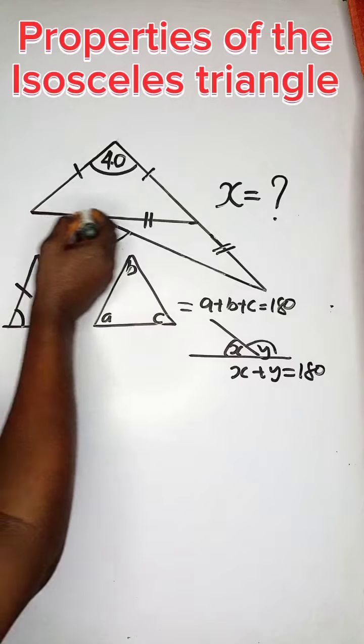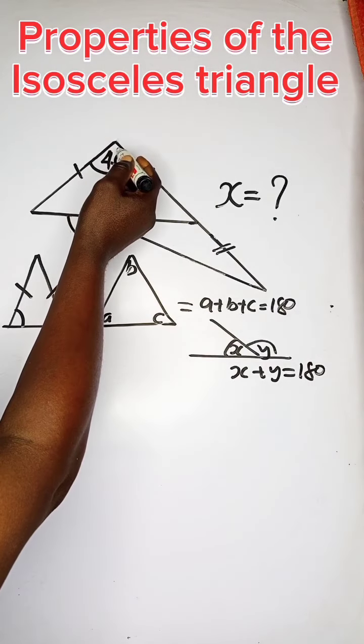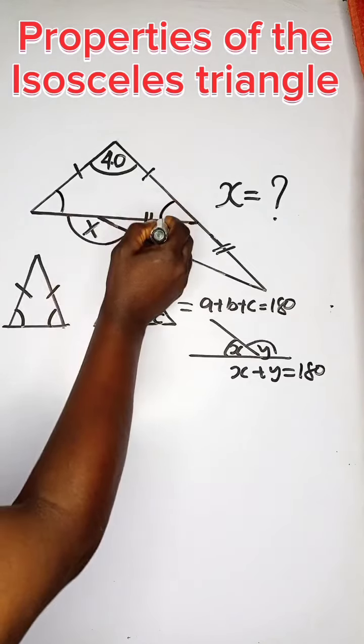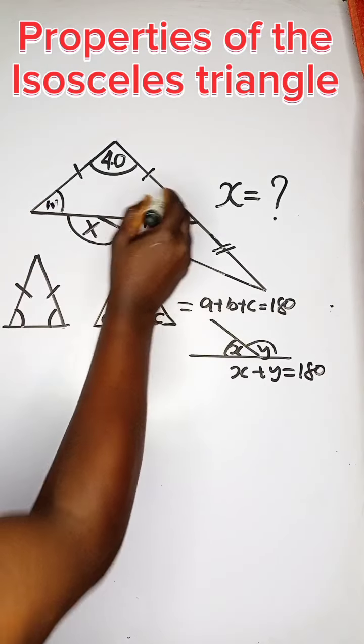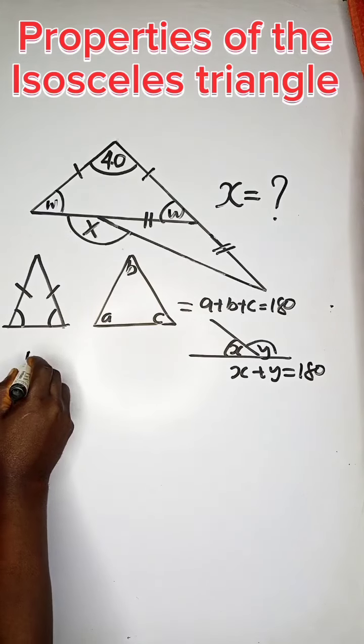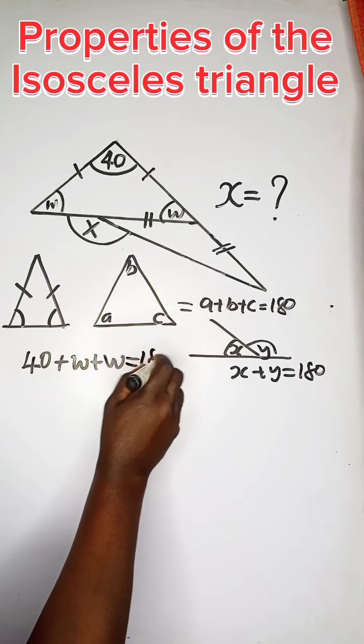All right, starting with this first isosceles triangle, that is the top angle. These are the base angles. So we expect this angle to be the same as this angle. So if we call this W, for example, this one should also be W. So we expect 40 plus W plus W to be 180.